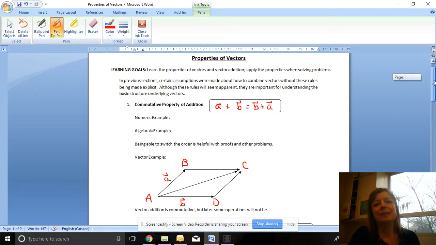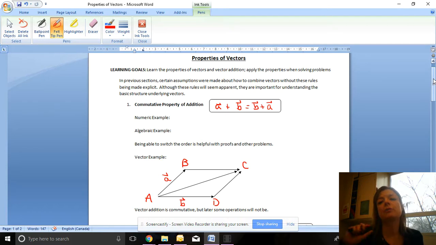Hi, everybody. So today's note is about the properties of vectors. This note doesn't really introduce anything groundbreaking. It just allows us to go through some properties that are true so that later on when we're working with vectors, we kind of know what we're allowed to do and what we're not allowed to do.